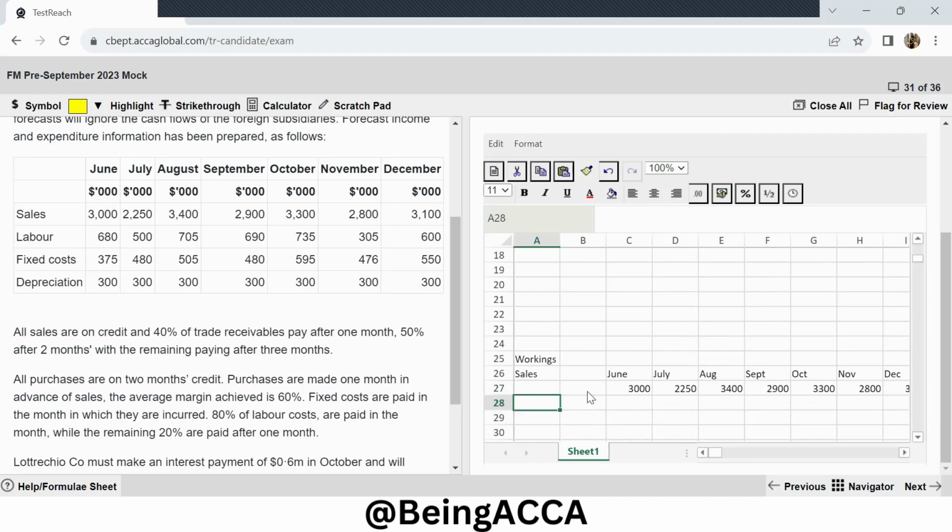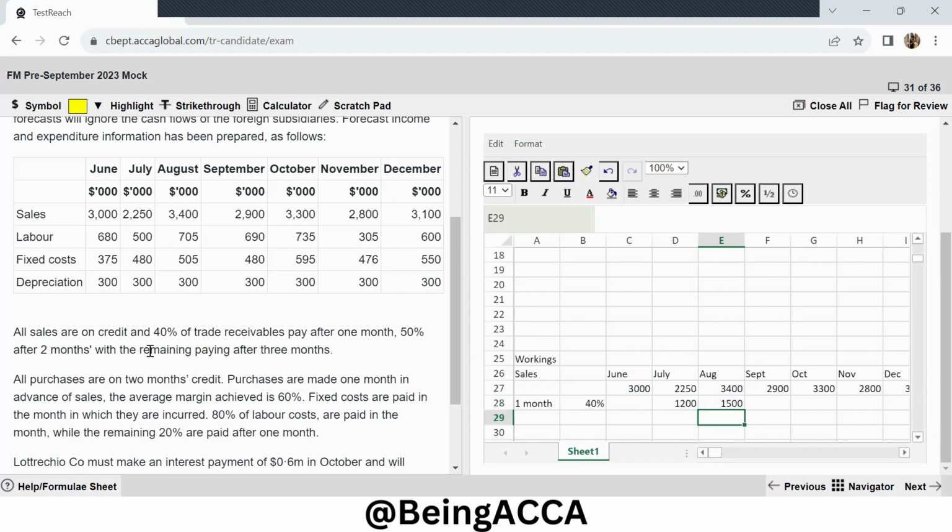Then I am told that in 1 month's time, how many people pay? 40% of the receivables pay after 1 month. So I'm just going to put 40%. And so that means that 40% of these sales in June will be paying me in the month of July. So I can write 40% of this amount over here, right? So I will be receiving this much in July. Then 50% pay after 2 months. So that means 50% of this figure I will be getting in the month of August, right?